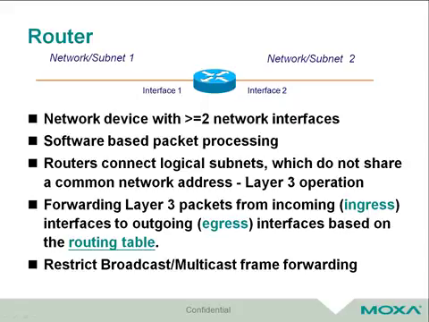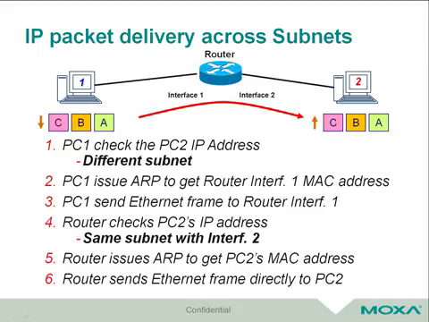So we can say that each interface belongs to a separate broadcast domain. Every interface of a router has its own IP and MAC addresses. This is how IP packets are delivered across subnets.